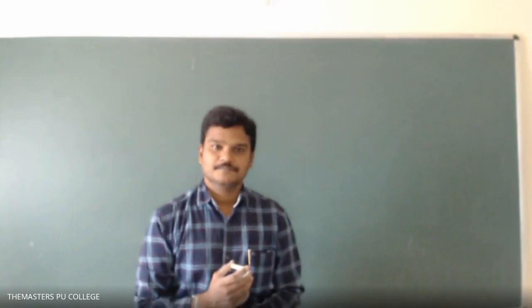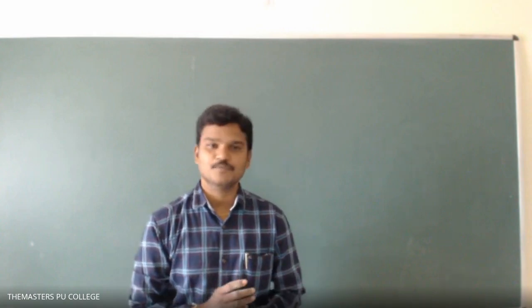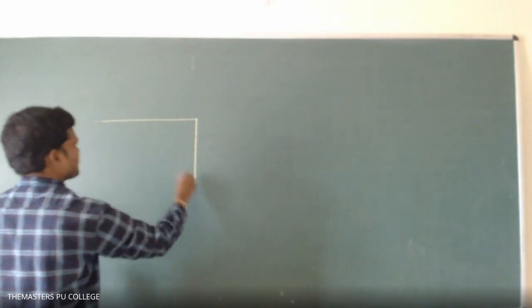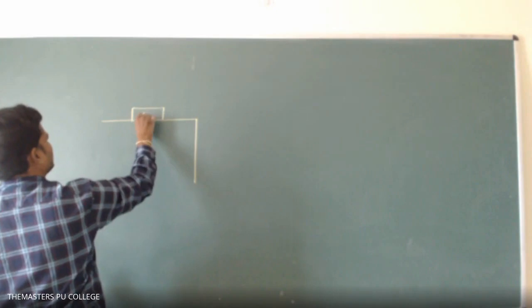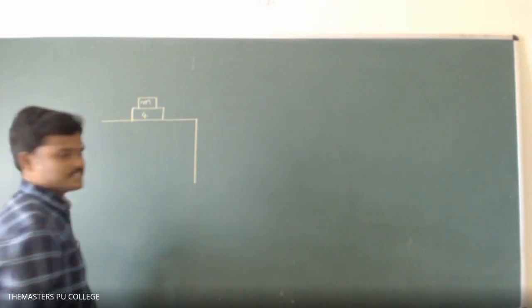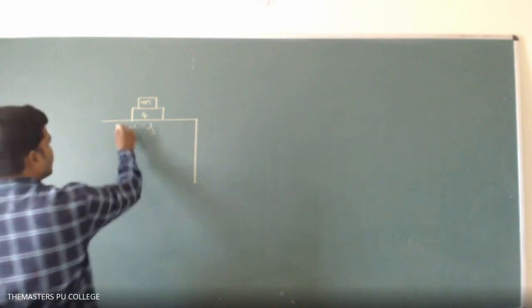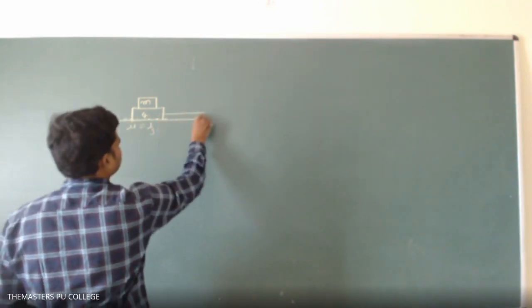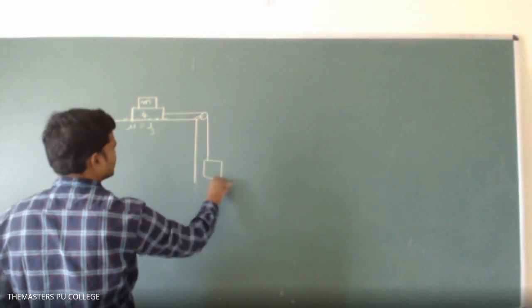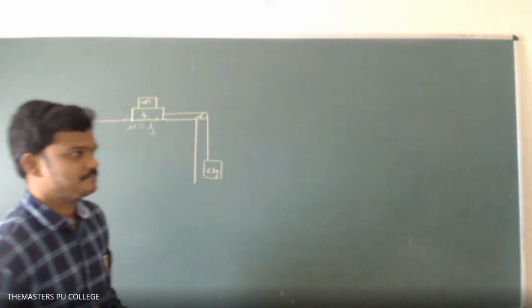Let us suppose they gave two blocks, connected with a wire passing over a frictionless pulley. How do they place this? They place it like this. This is a 4 kg block, and above it some mass is placed. Coefficient of friction here is, let us suppose, 1/3. This system is connected over a frictionless pulley to a 6 kg mass. Getting it?